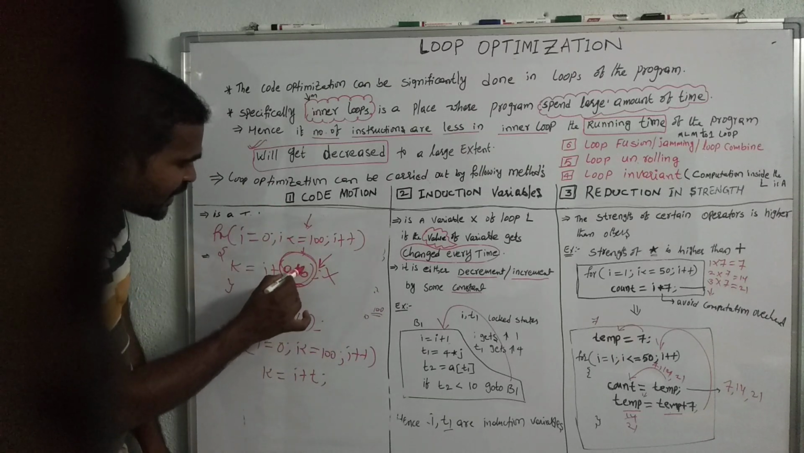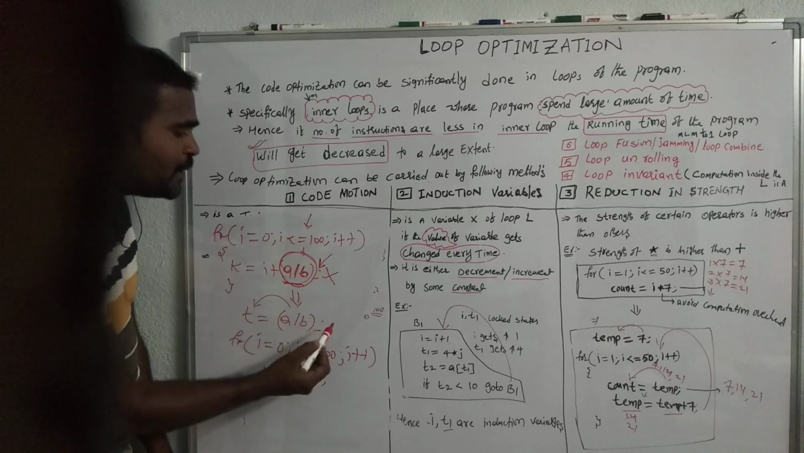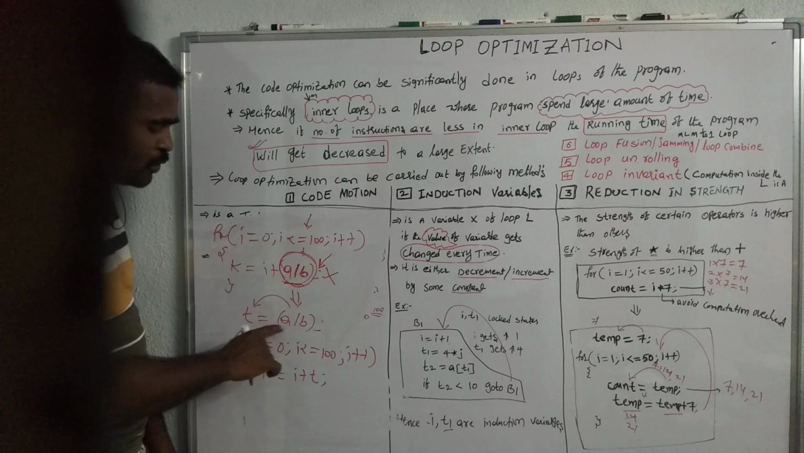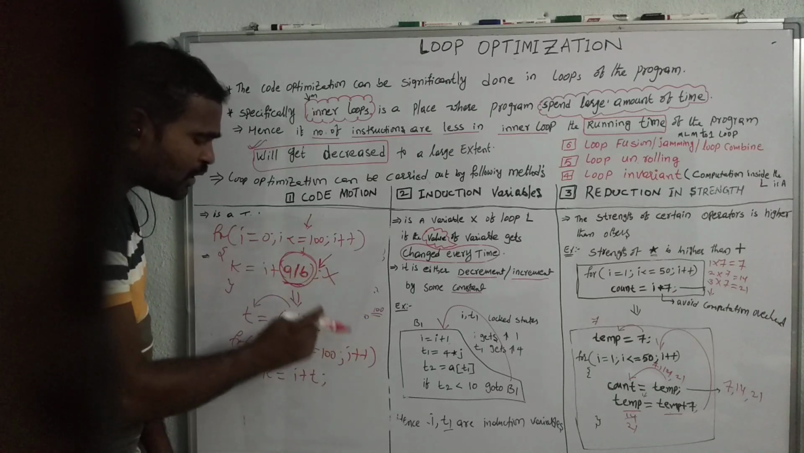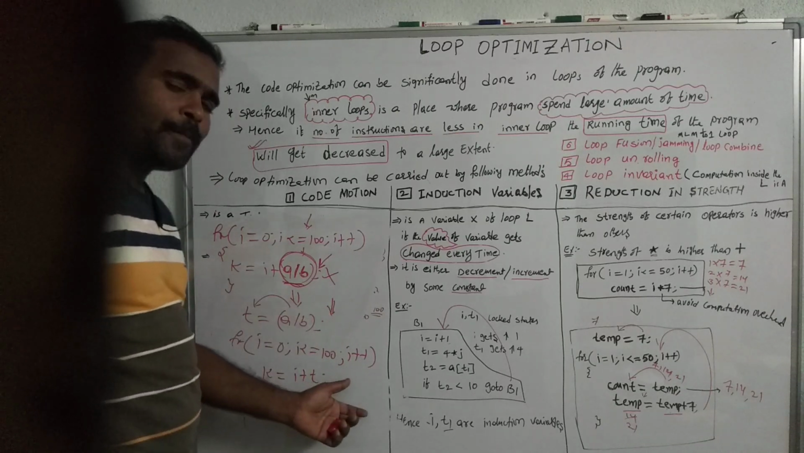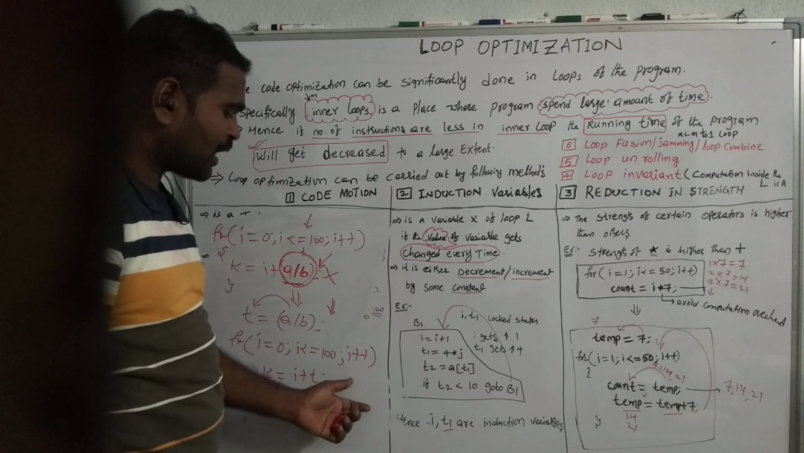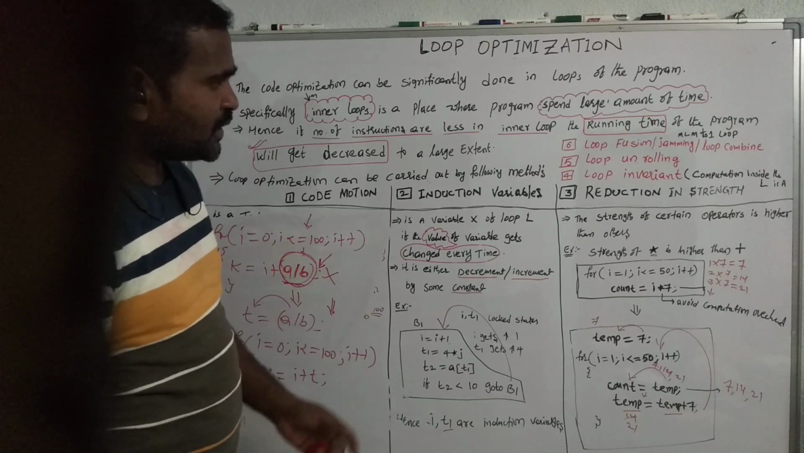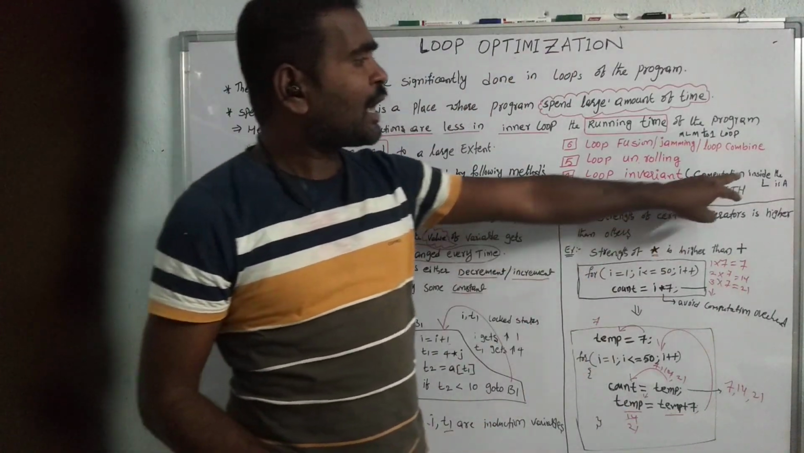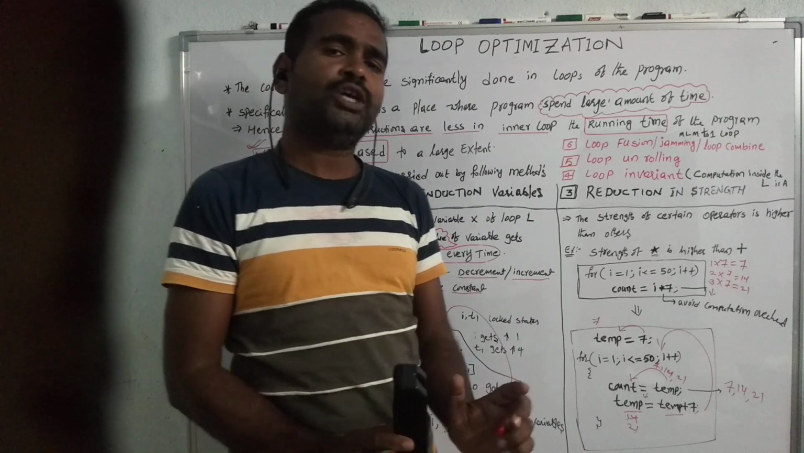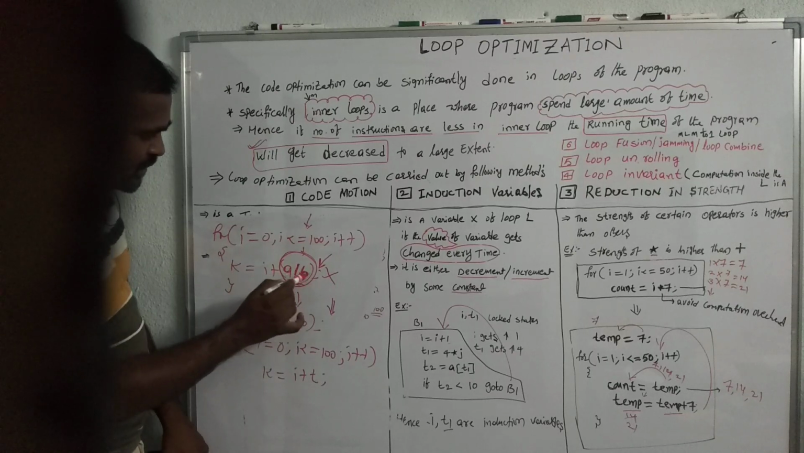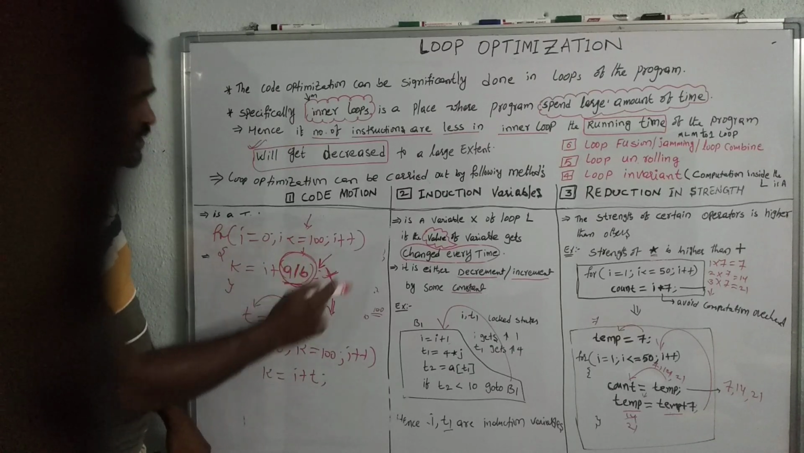So this type of inside computation should be placed before the loop, like t equals a by b. By using this kind of statement, the target program efficiency is automatically improved. That is the loop invariant technique: the computation inside the loop is avoided.